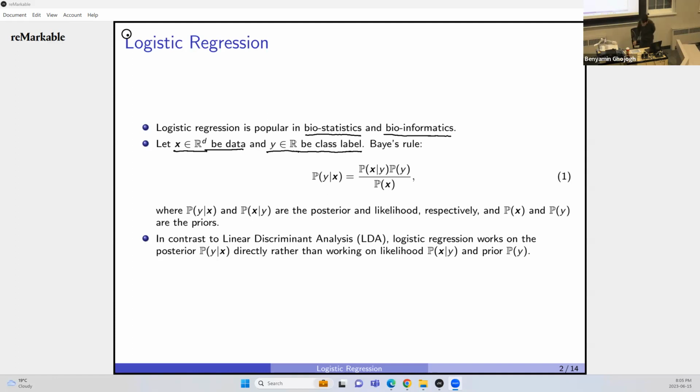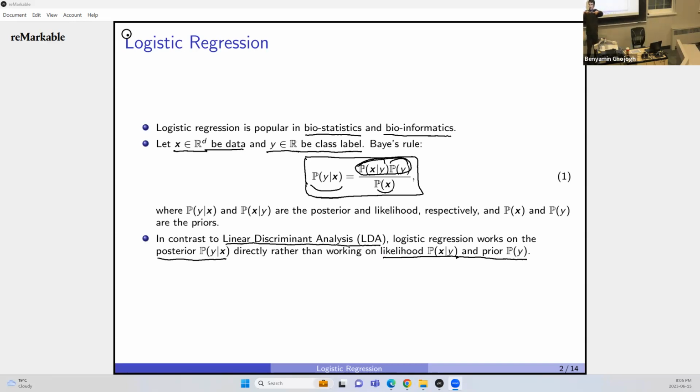The Bayes rule is this. This is Bayes rule. So this is the posterior, likelihood, the priors, right? Now, in contrast to linear discriminant analysis, LDA, which we talked about, logistic regression works on the posterior directly rather than working on likelihood and prior. So consider this numerator in the Bayes rule. LDA works on the numerator, the likelihood times the prior.